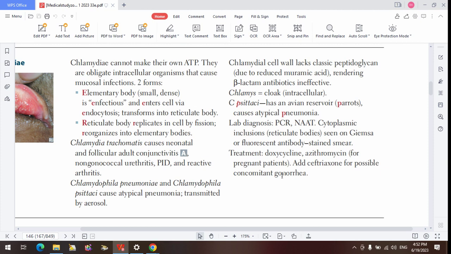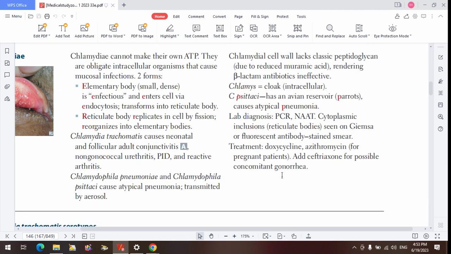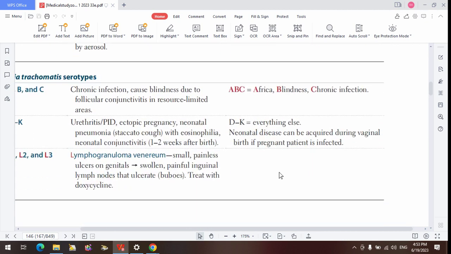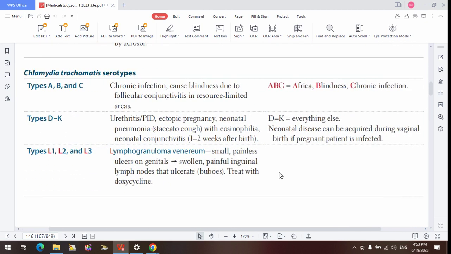So if you have made a diagnosis of Neisseria, but you have not ruled out chlamydia, if you are giving IM ceftriaxone, one dose for your Neisseria, you must combine it with your doxy for chlamydia. Same thing for chlamydia. If you have diagnosed chlamydia and you have not ruled out gonorrhea, and the person is having a PID, you must give doxy for your chlamydia and introduce ceftriaxone with it to treat any possible concomitant gonorrhea. So what are the serotypes?